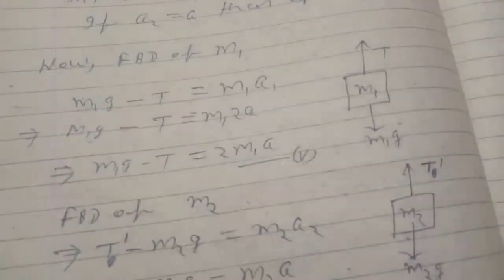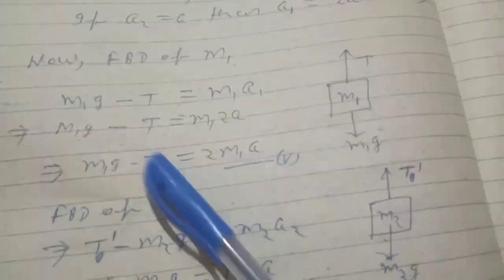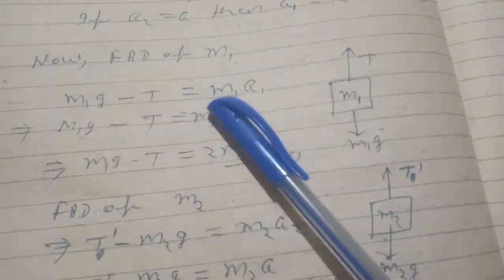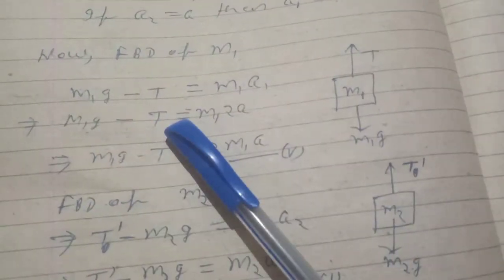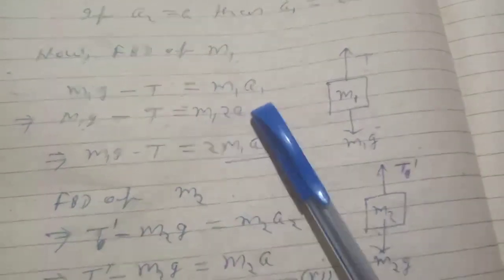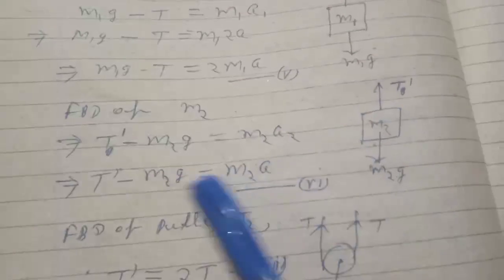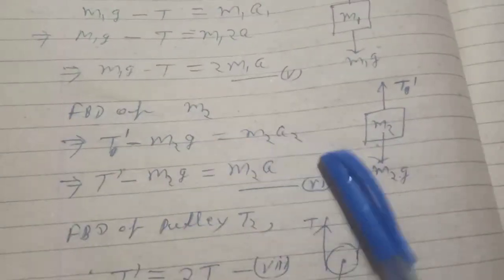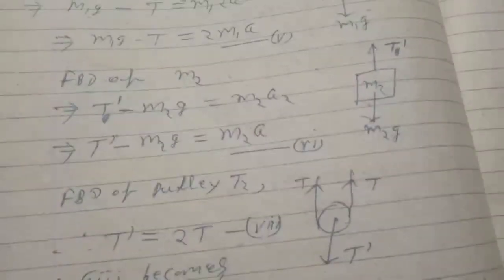Now the FBD of m1 is shown here, so we can write m1g minus T equals m1a1, or, because we have considered a1 as 2a, m1g minus T equal to 2m1 into a, equation 5. Again the FBD of m2: T dash minus m2g equal to m2 into a2, or T dash minus m2g equals m2 into a, equation 6.